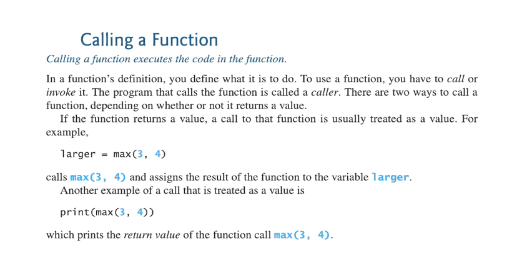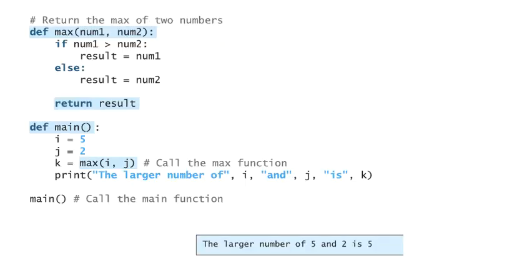For example, larger = max(3, 4) calls max(3, 4) and assigns the result of the function to the variable larger. Another example of a call that is treated as a value is print(max(3, 4)), which prints the return value of the function call max(3, 4).